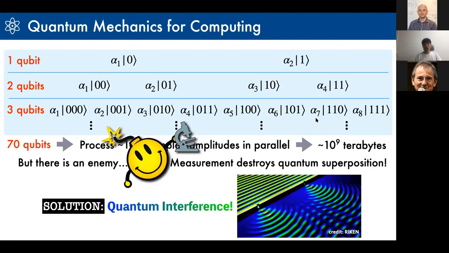You can use this interference effect to find some global property, okay? For some of those problems with an internal structure, when you're only interested in finding some global property of the problem, then quantum computing could provide exponential speedup.